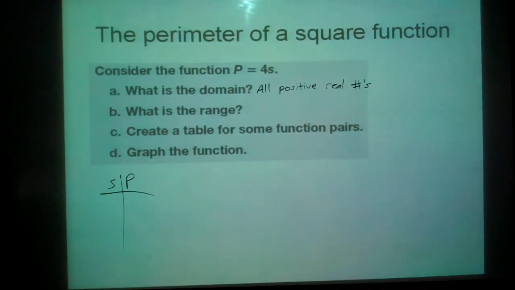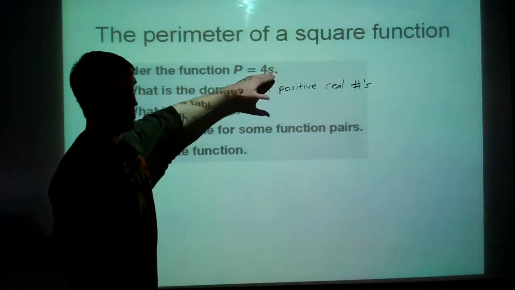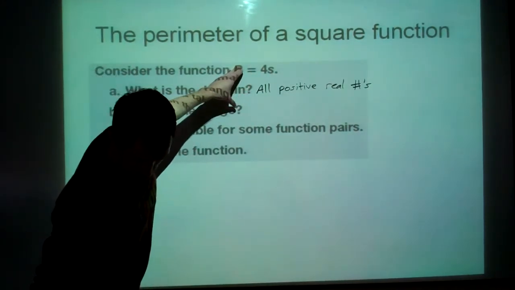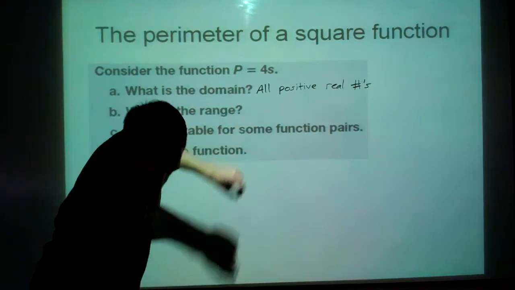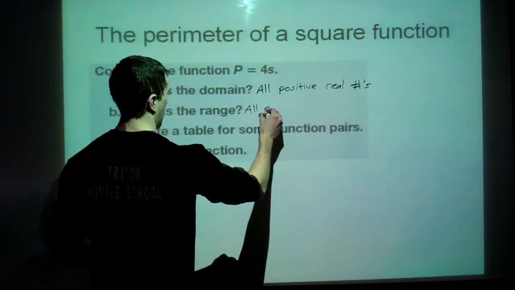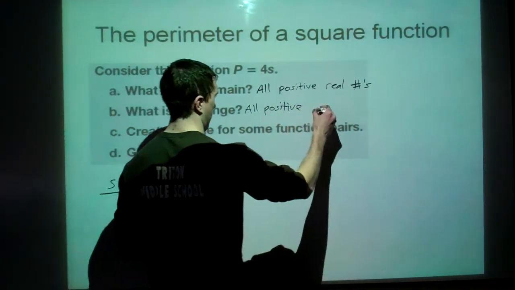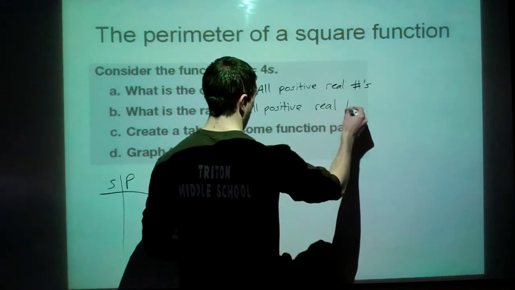Now what is the range? Well, if we're going to put in any positive real number, we could output any positive real number. So once again, it should be all positive real numbers. And that should make sense because we can't have a negative side, which means we can't have a negative perimeter.